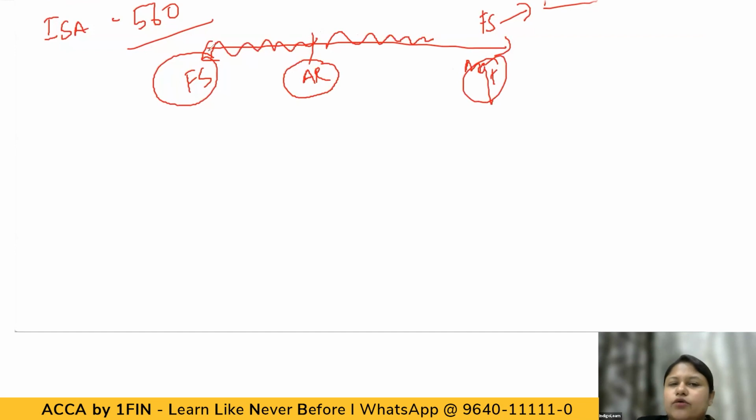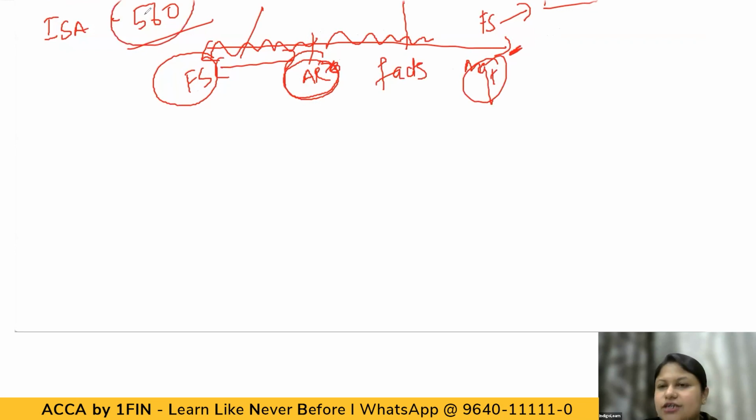Okay, now the meaning of the subsequent event part is these events, that is the events after the financial statements are prepared, up to the preparation of the audit report, and the facts that become known to the auditor after the date of auditor's report and the date on which the financial statements are issued. These events, we call them subsequent events. Now, this particular ISA 560 talks about the auditor's responsibility with respect to these particular events.